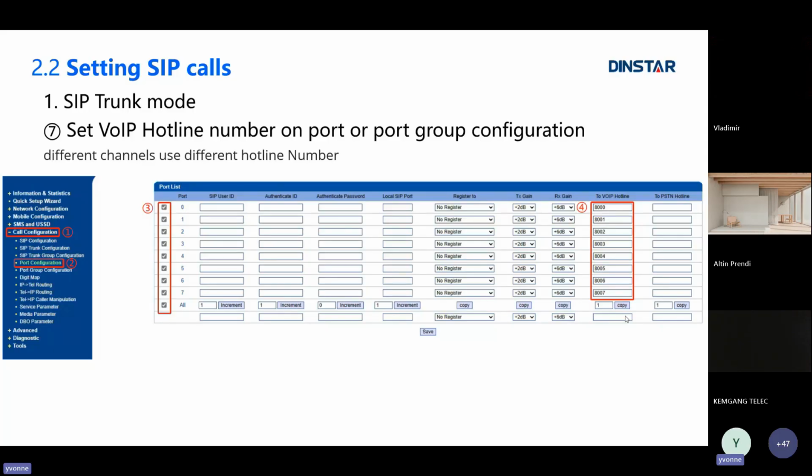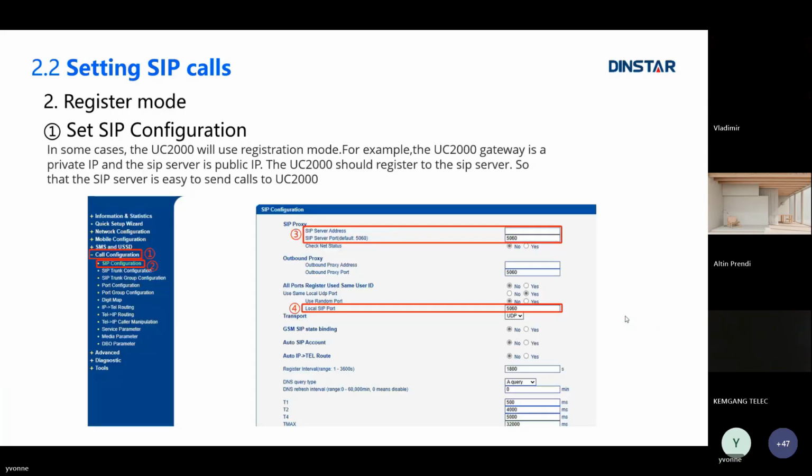And next, let's check the second mode, the register mode. And actually, this kind of mode is typically used in this type of network environment: the gateway has a private IP address, and the SIP server has a public IP, and the UC2000 tries to register to the SIP server so that the SIP server can easily send calls to our UC2000.